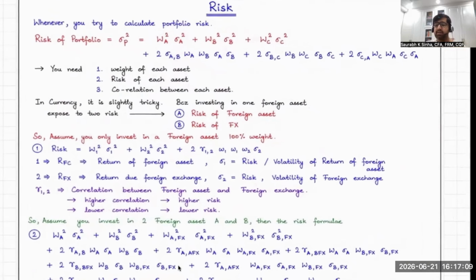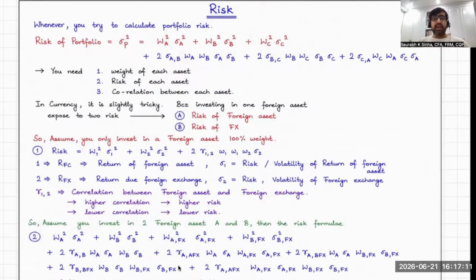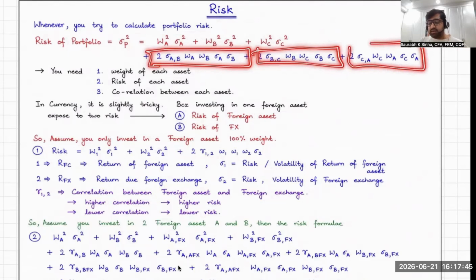Now let's deep dive into the risk of the portfolio. If you're investing in multiple assets, the risk of the portfolio formula is not going to change. I'm just trying to put the light on some of the nuances that you will miss. So first of all, the risk of the portfolio is equal to WA square sigma A square, WB square sigma B square, WC square sigma C square, and then the correlation terms between A and B, B and C, A and C, which I have written here. These are the correlation terms.